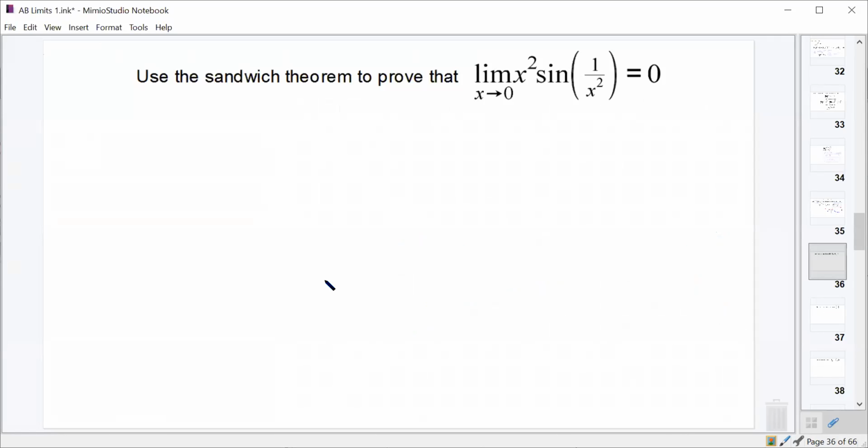So tell me what you know about the sign of sine of 1 over x squared. Just the sine of 1 over x squared. Forget about the x squared for a second. The range is between -1 and 1. That's right. It's always less than or equal to 1, greater than or equal to -1. Would you all agree with that?